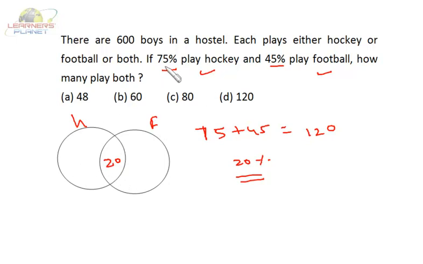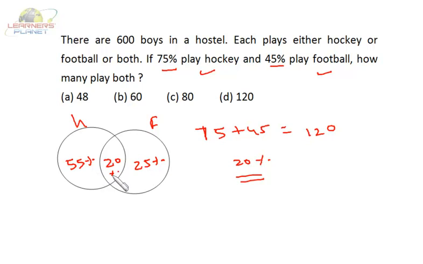That means out of 75%, 20% are playing both the games. So remaining is 55%, and here it is 45%, so 20 here, 25 here. So this is the total calculation. As I have already told you, various questions may be asked on this particular concept. If only hockey is asked, then 55% players are there. If only football is asked, then 25% of the players are there. And 20% of the players are playing both the games.